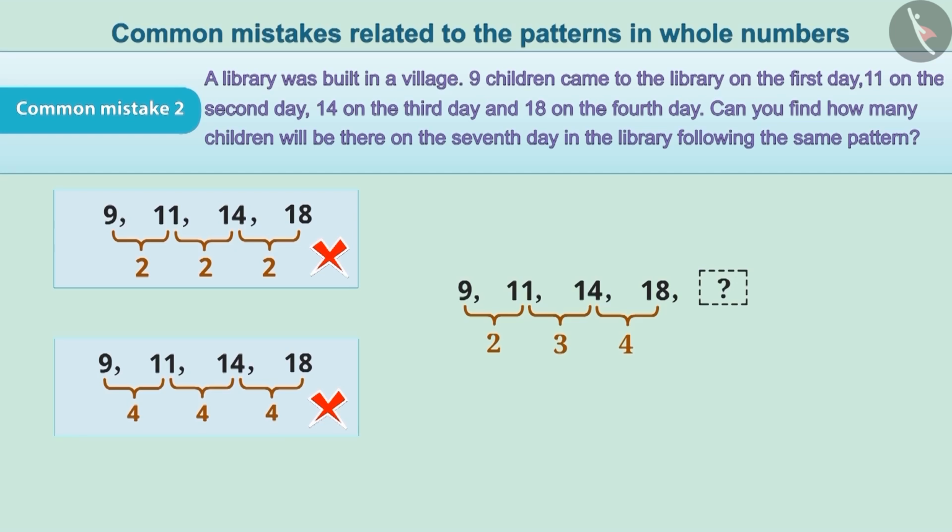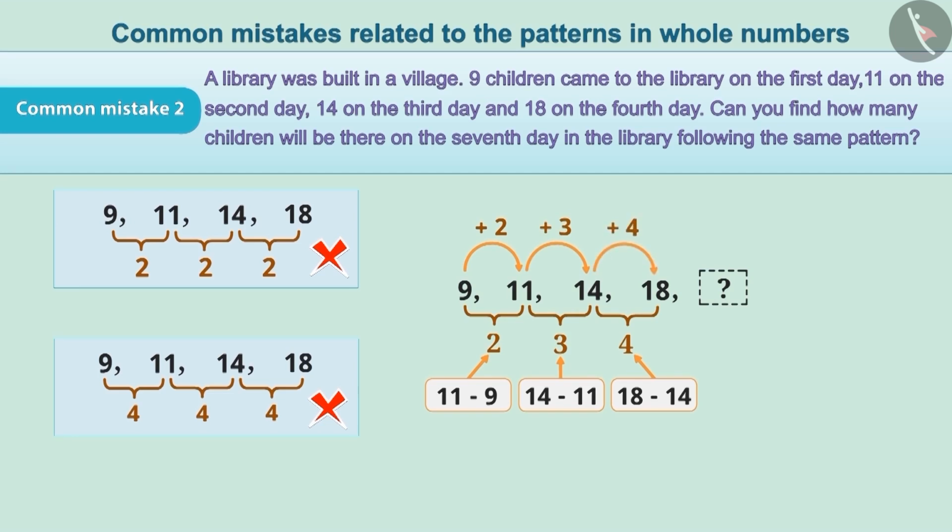Here, the numbers 9, 11, 14, 18 make a pattern. To know the pattern, let's find the relation between the nearest numbers. Here, if we subtract 9 from 11, we get 2. On subtracting 11 from 14, we get 3. Similarly, on subtracting 14 from 18, we get 4. Therefore, in this pattern, 2 is added to 9 to get the next number 11. Then, 3 is added to 11 to get 14, and similarly, 4 is added to 14 to get 18.